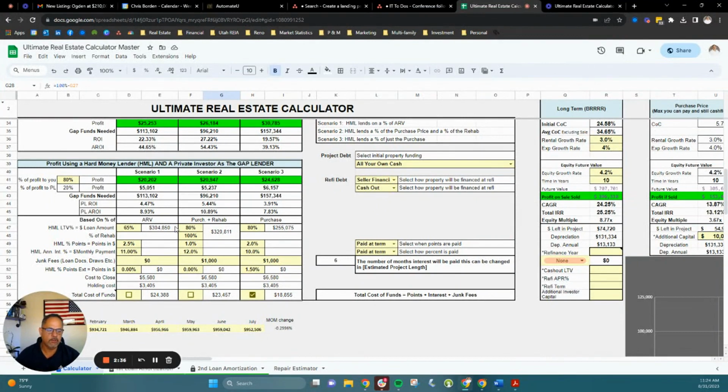Now, when you figure out which type of hard money lender you're going to go through, there's going to be a little checkbox down here. You're going to want to actually select that checkbox, because it's going to work in the calculation of everything to understand which hard money scenario or which lending scenario you actually chose. So this is really important.